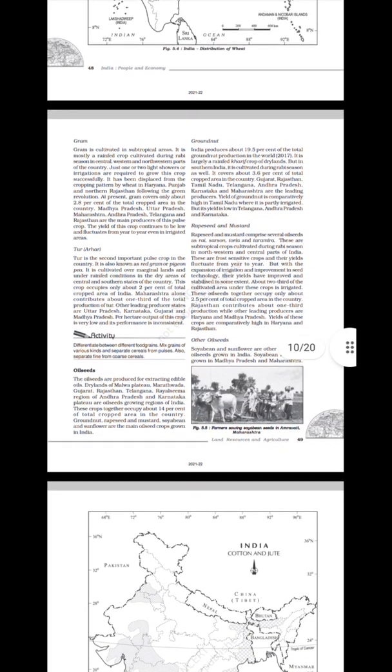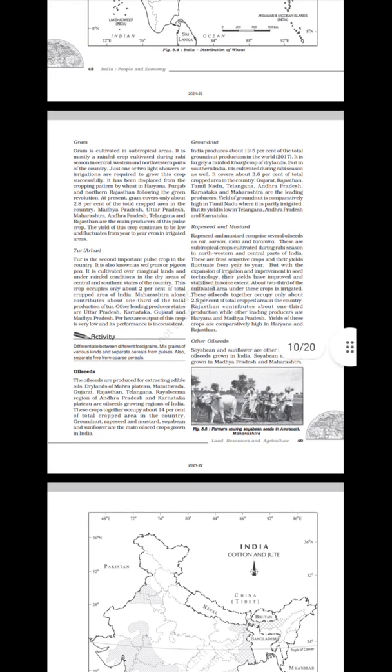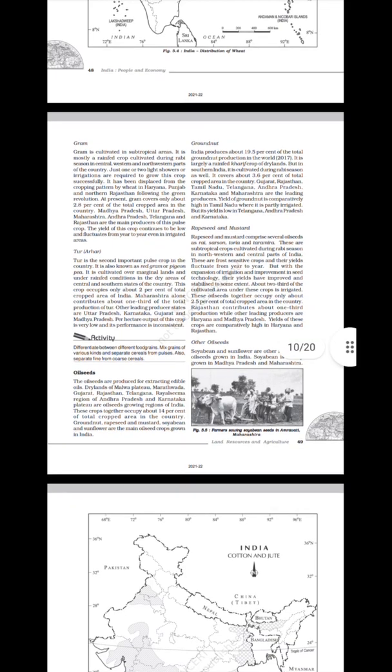Oil seeds. The oil seeds are produced for extracting edible oils. Drylands of Malwa Plateau, Marathwada, Gujarat, Rajasthan, Telangana, Rayalaseema region of Andhra Pradesh and Karnataka Plateau are oilseeds growing regions of India. These crops together occupy about 14% of total cropped area in the country. Groundnut, rapeseed and mustard, soybean and sunflower are the main oilseed crops grown in India.